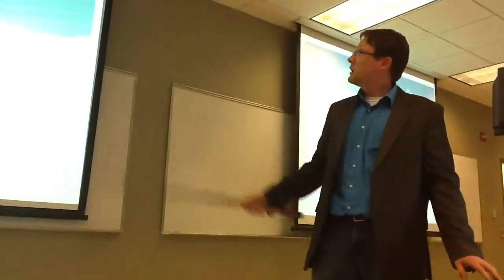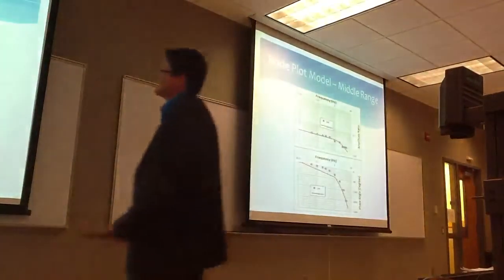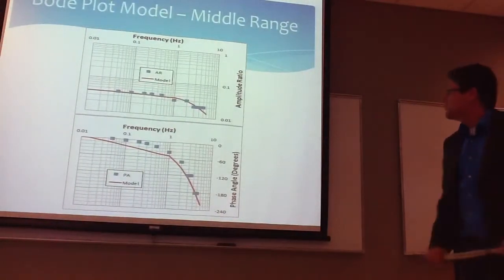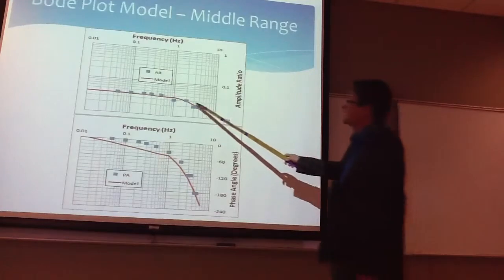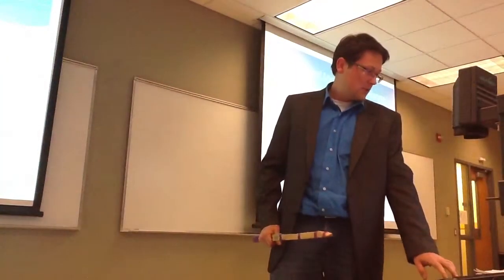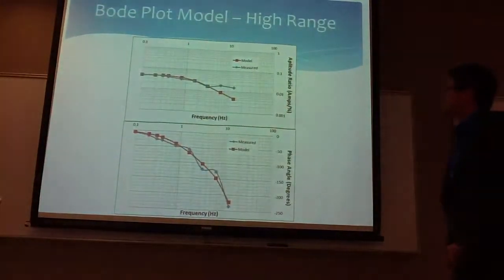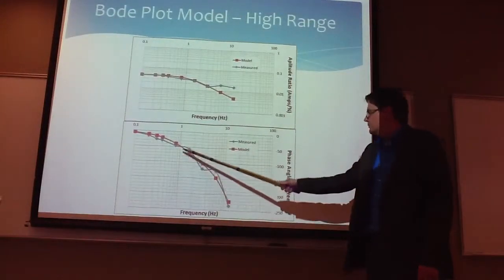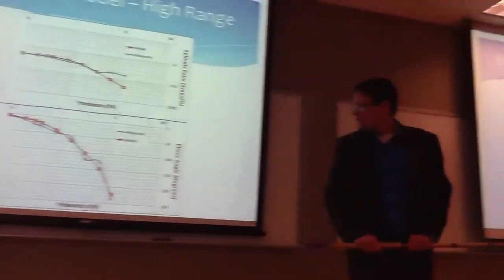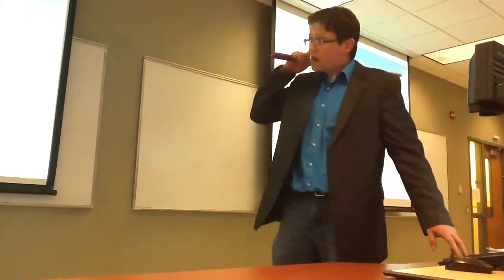So here's a Bode plot model for our low range. Here's for our middle range. You can see that the model fit the data pretty well. There wasn't a whole lot of deviation. For our high range, again, we got a pretty good fit on our model. This is, like I was describing, the variance in the higher frequencies: as you go up, the more variance you get.